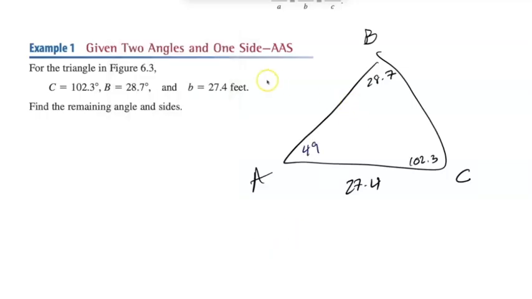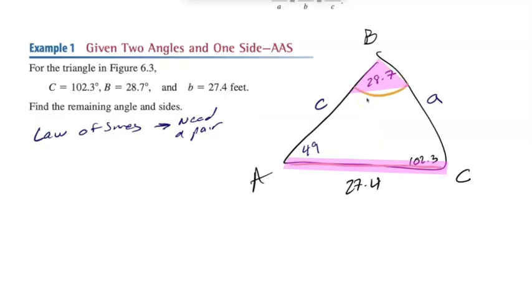Now, if I want to find one of these missing sides, this side here is a, this side here is c. I'm going to use the Law of Sines to find those. The key thing about the Law of Sines is you need a pair or a set. I need both the angle and its side. We have that here: angle B with side b. That's the thing I set up: 27.4 over sine 28.7. We're going to use that to find anything we want.